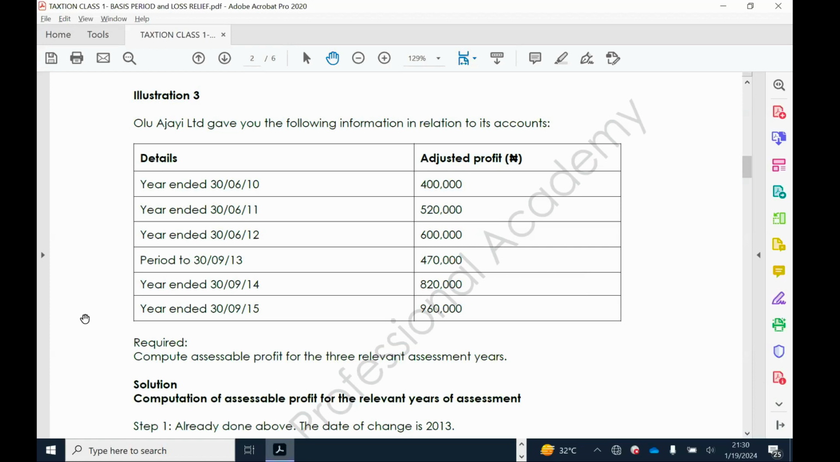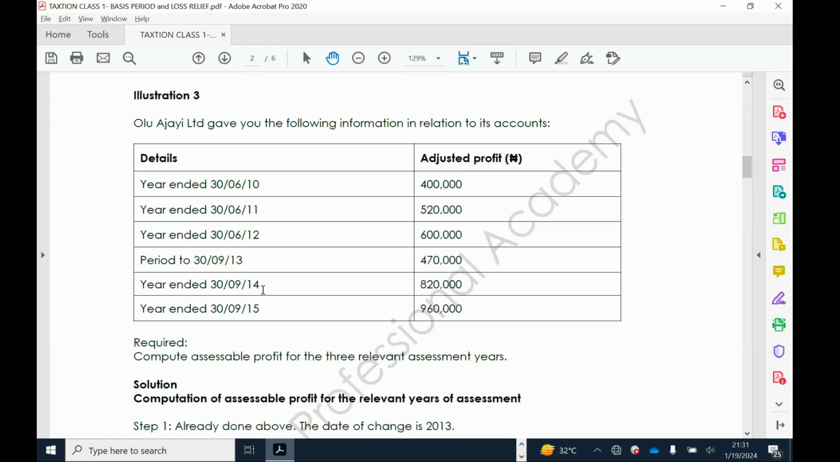ICANN will not do that. Your question will be on preceding year basis. Even though these years fall under the old law, please let's still ensure that we attempt it based on the current reality, which is preceding year basis. So we're given this question, and they said, as a tax professional, compute the assessable profits for the 3 relevant years of assessment.